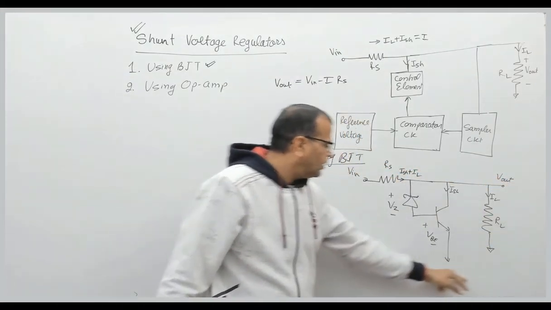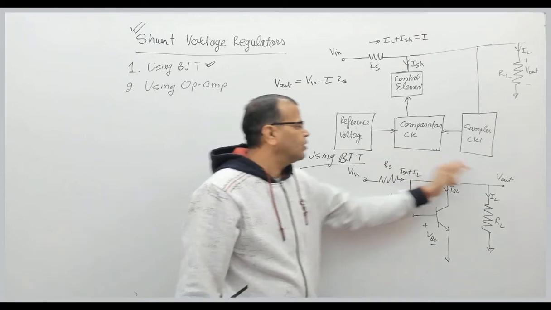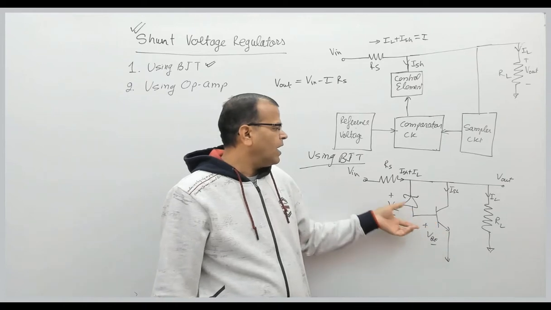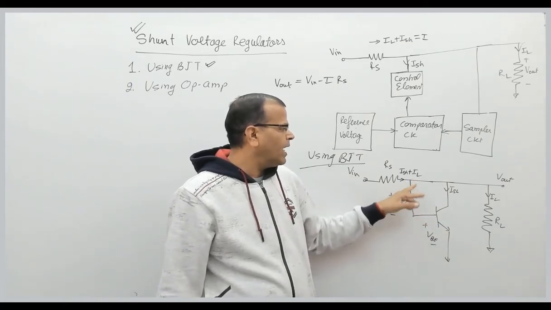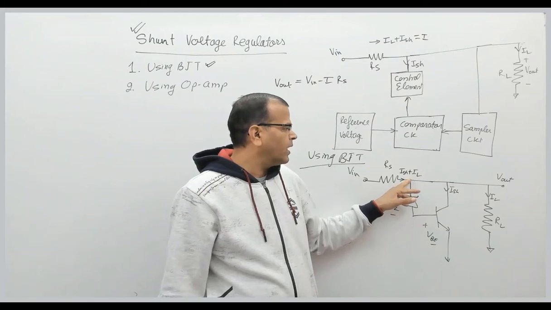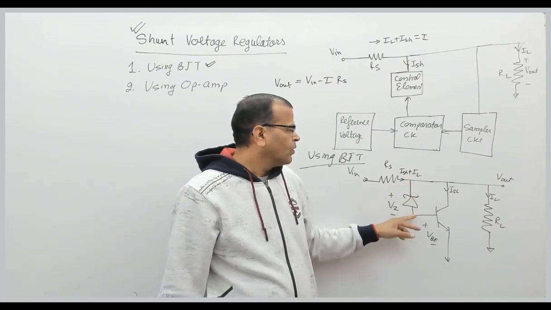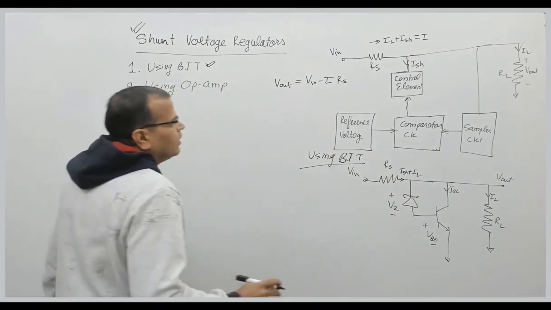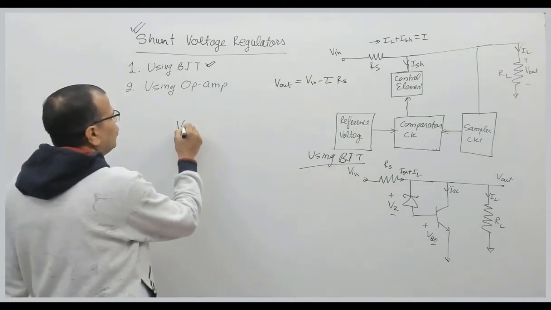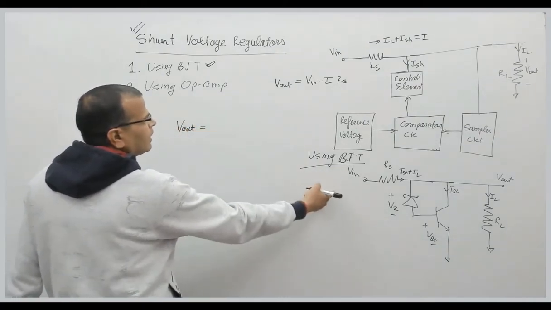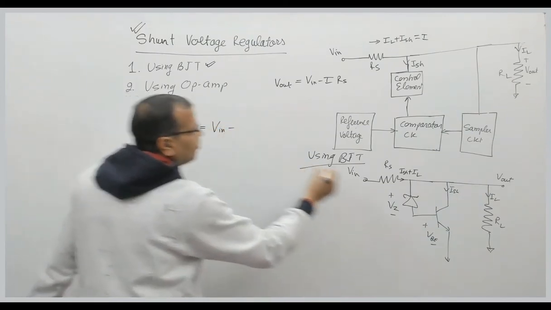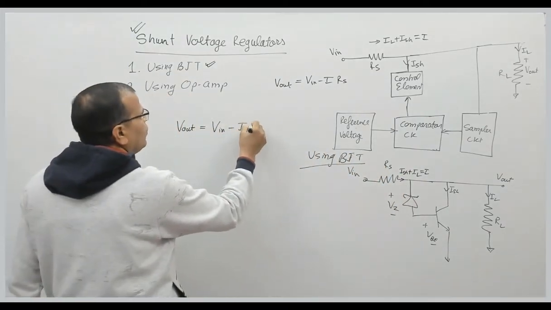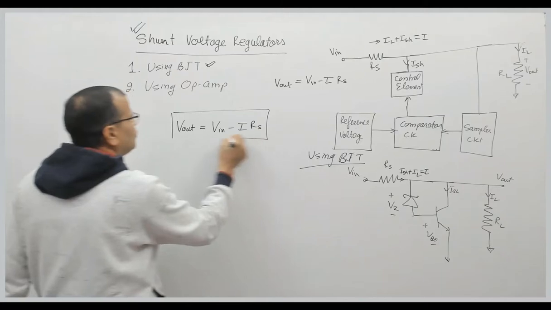This is the circuit which is a shunt voltage regulator based on BJT. We have a BJT connected in shunt with the load, and we have a Zener diode connected between base and this terminal, that is collector terminal or output voltage terminal. So this is basically to have a reference voltage. Let us see the output. The output of this circuit is nothing but input voltage minus drop across this resistance, that is RS, so that is I into RS. This is the expression of output voltage.